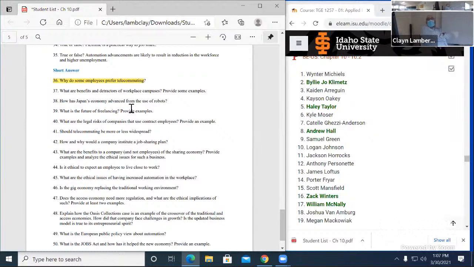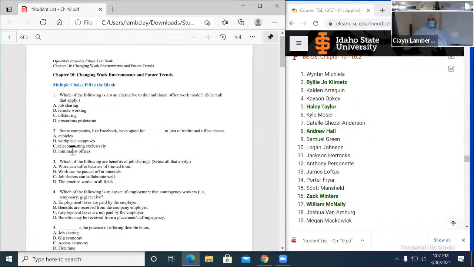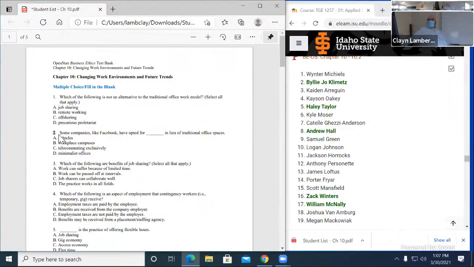Cattell, you're up. Okay, I'm going to pick number 2. Number 2. Thank you. Some companies like Facebook have opted for workplace campuses in the traditional office spaces.